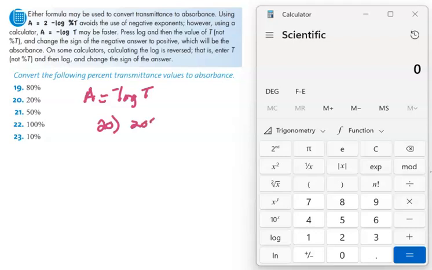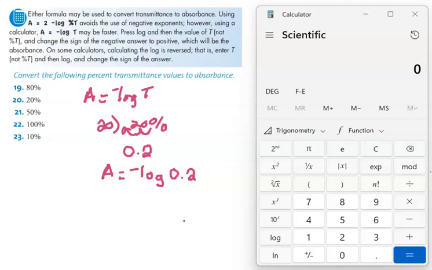And 20 is 20% transmittance. Remember, we cannot work with a percent, so we have to convert that 20% to a decimal. How we do that is we move our decimal over 2 spaces to the left. So our T is going to be 0.2. When we plug that into the formula, A is going to equal negative log 0.2.